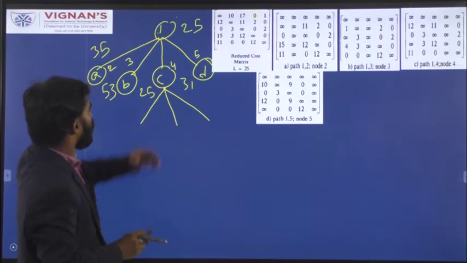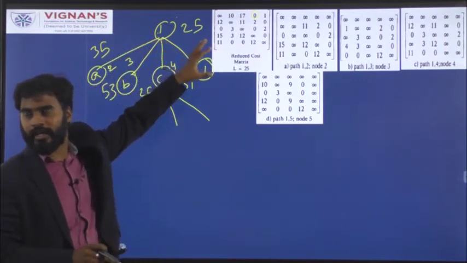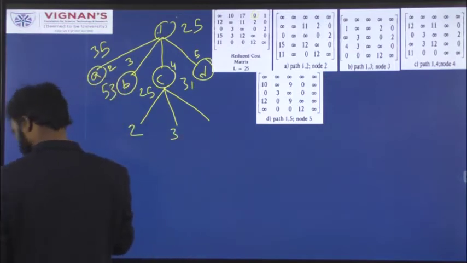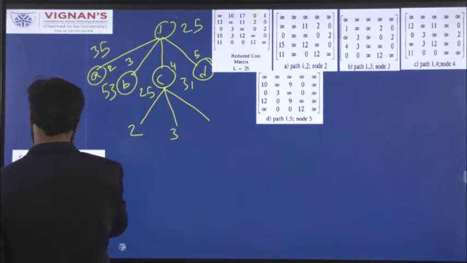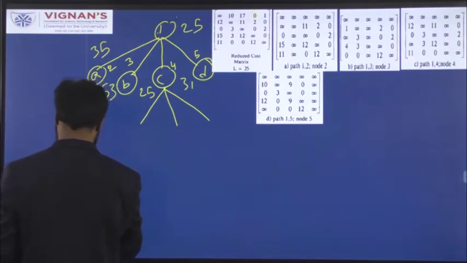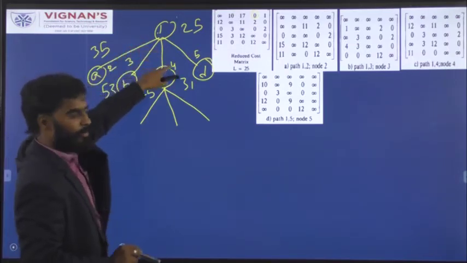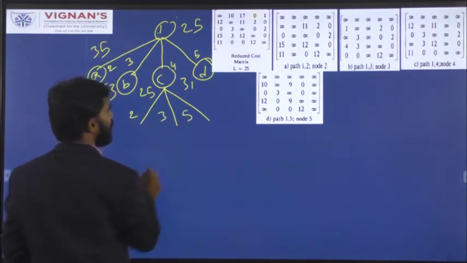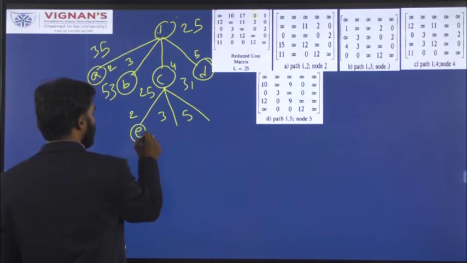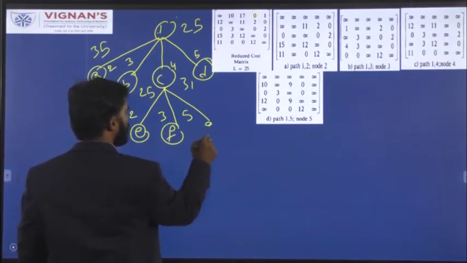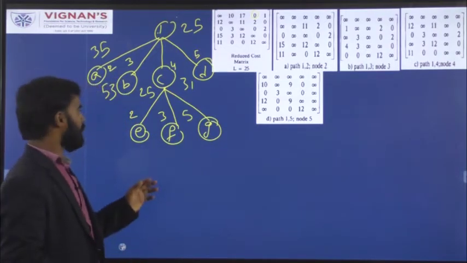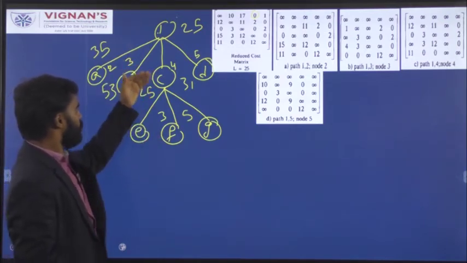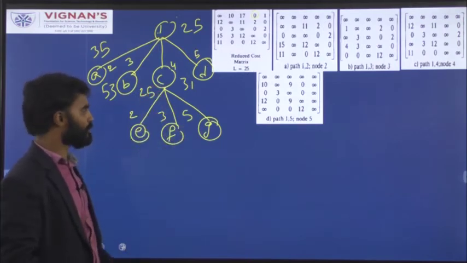See, 1 and 4 are already completed. Then the remaining possibilities are 2, 3, and 5. Let's name these nodes E, F, G. E represents 4 to 2, F 4 to 3, and G 4 to 5.